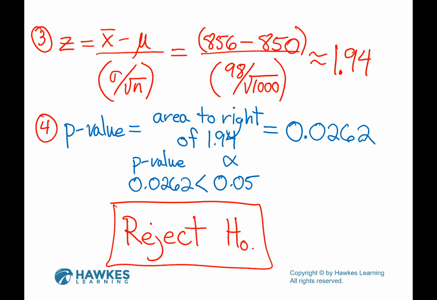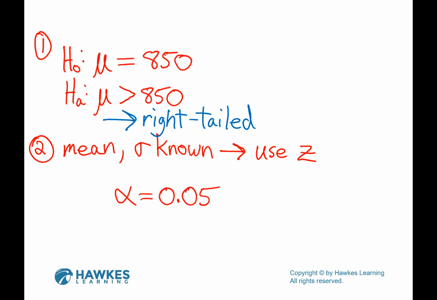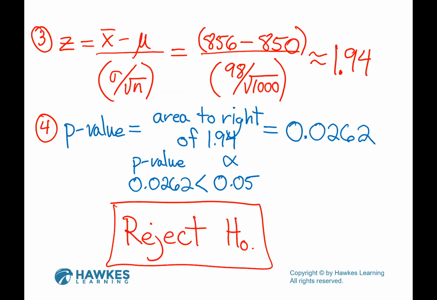And if we want to interpret that, the claim we were testing was that the reading scores were increased. We started off assuming they were not increased, but we rejected that. So that means our data has overwhelming support in favor of the fact that the mean has gone up, so that the reading program did in fact work. So our conclusion there.